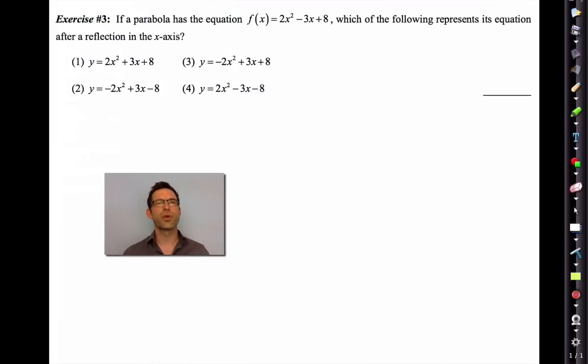All right, exercise 3. If a parabola has the equation f of x equals, etc., which of the following represents its equation after a reflection in the x-axis? So pause the video now and think about this a bit. See if you can come up with the answer.